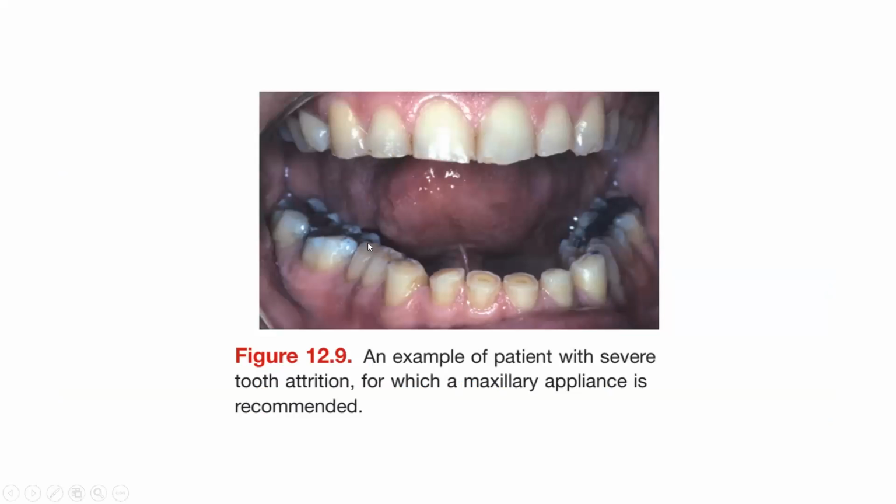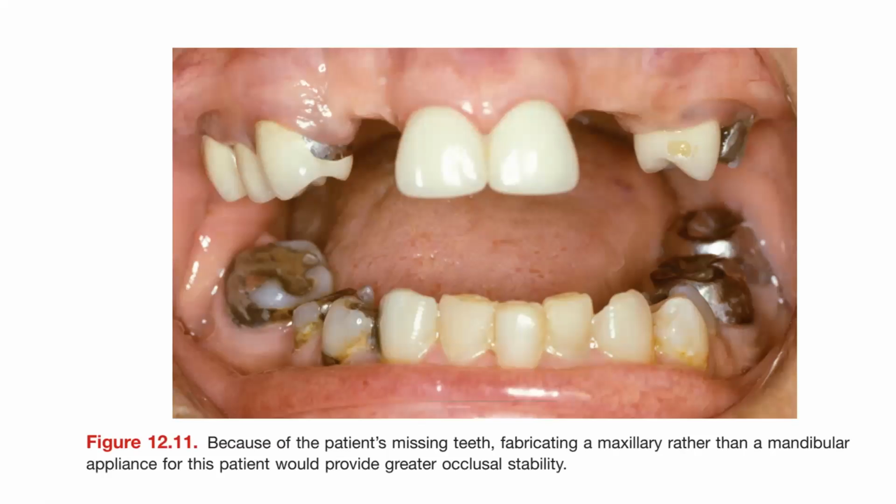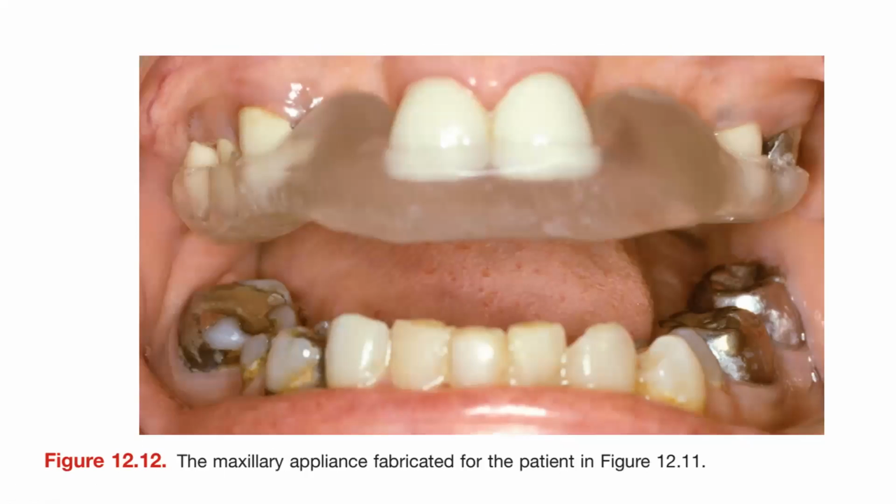So in this figure, there is severe attrition of the teeth. In such cases, generally the maxillary occlusal appliance is preferred over the mandibular occlusal appliance. When there is a greater number of missing teeth, the maxillary occlusal splint is fabricated, because in such cases the arch with more missing teeth will provide greater occlusal stability. So this is the maxillary occlusal splint that is fabricated because it has more missing teeth in the maxilla.